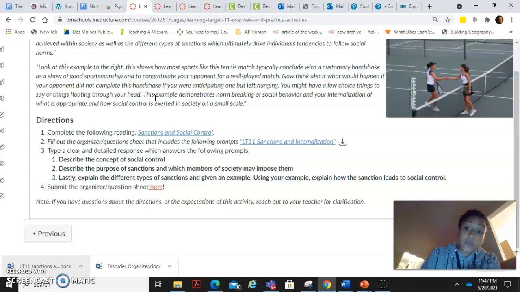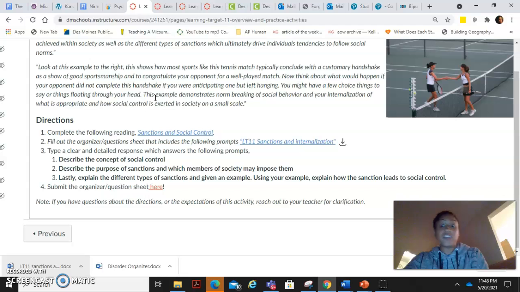So, if you refuse to shake the other team's hand at the end of the game, you're breaking that social norm, right? And so there are consequences for that, and we as society have to teach people no, that's not okay. So we therefore enforce sanctions. It's a form of social control. That's how we control people and get people to conform and fall into line in society and follow the social norms of society, by natural sanctions.